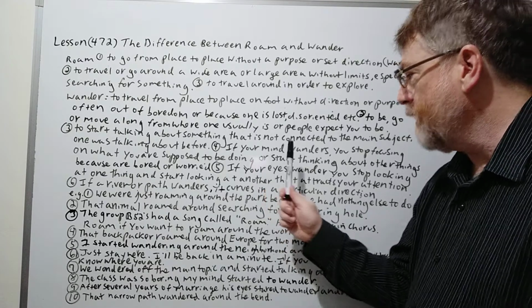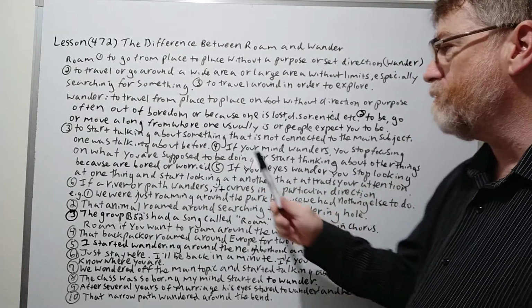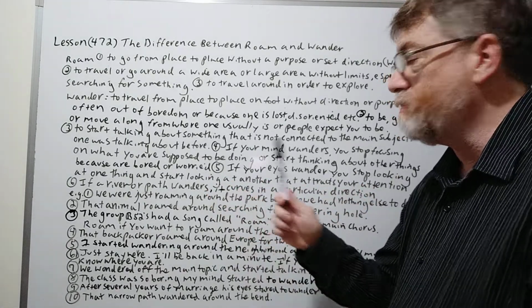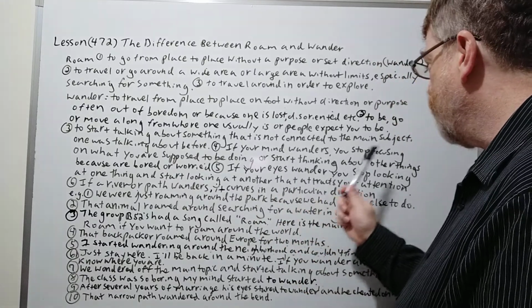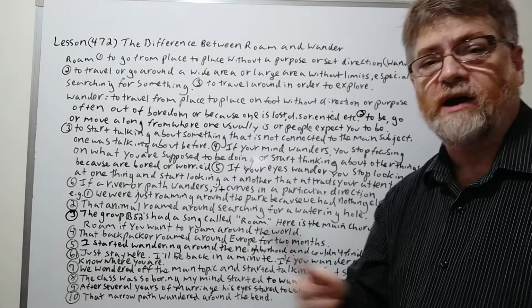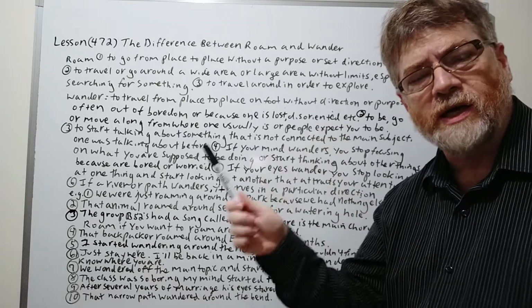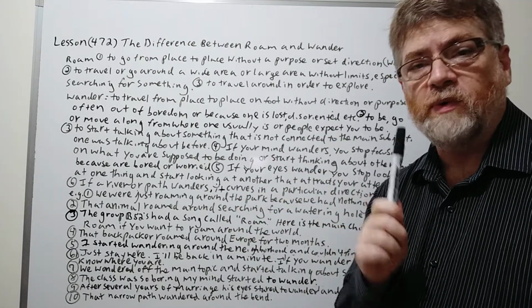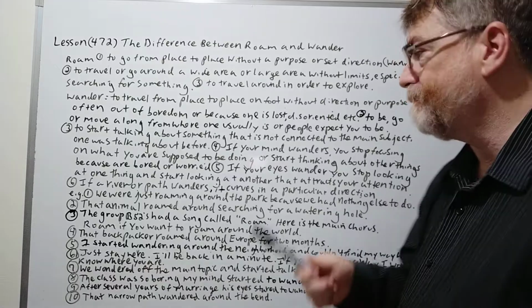All right, number 4. If your mind wanders, you stop focusing on what you were supposed to be doing or start thinking about other things. So again, we don't usually say your mind is roaming, but we do say that your mind could wander.